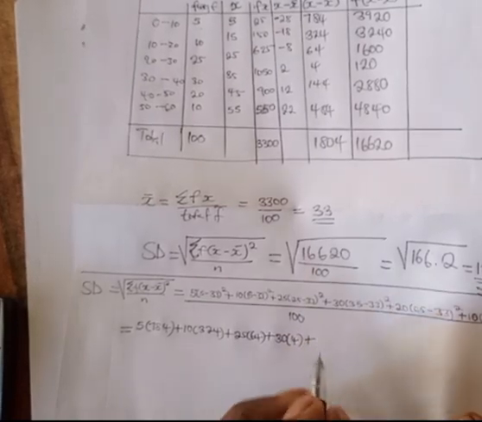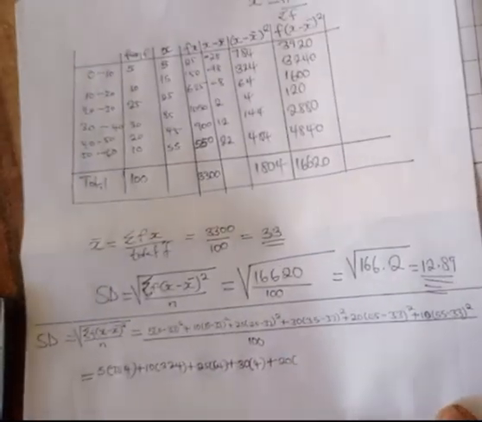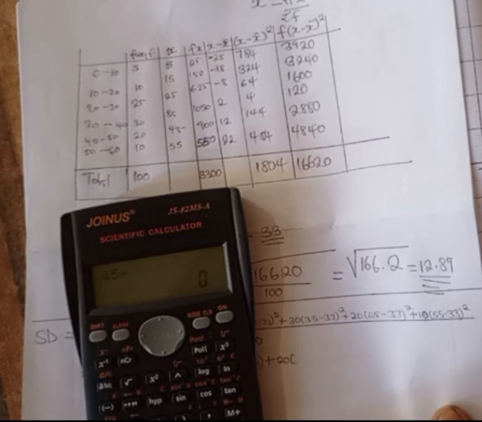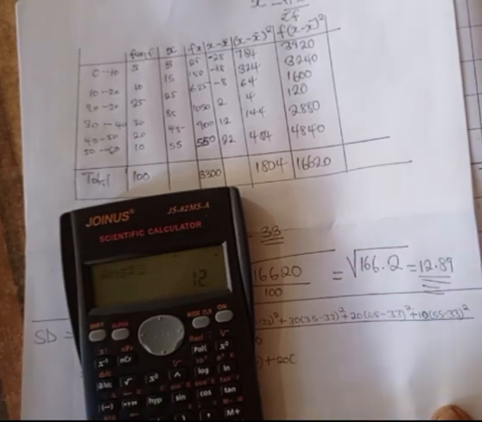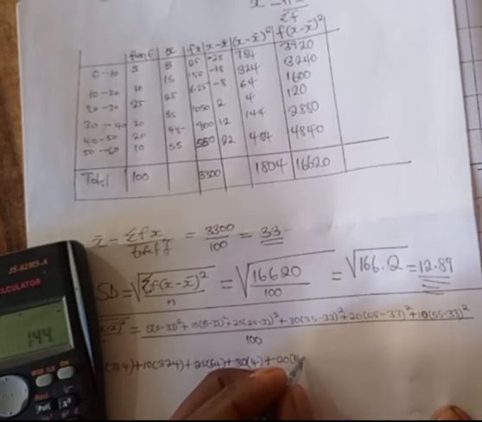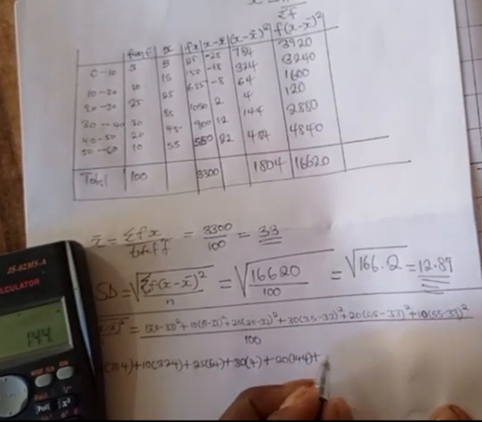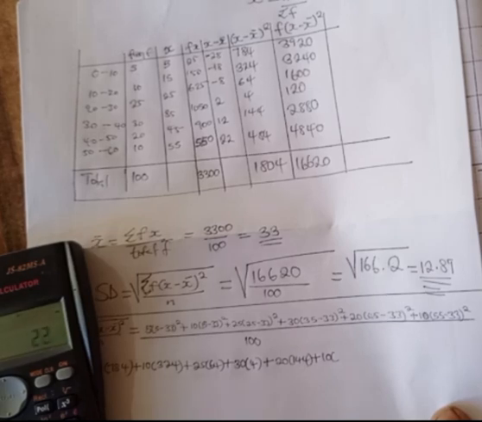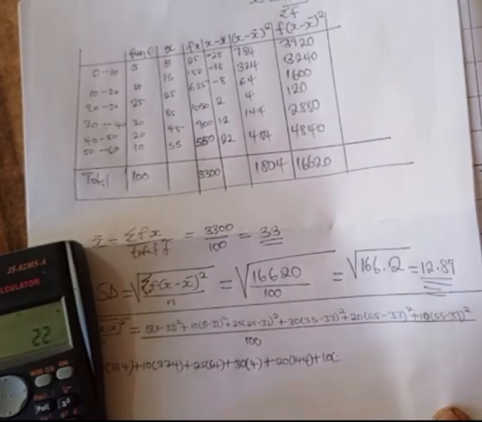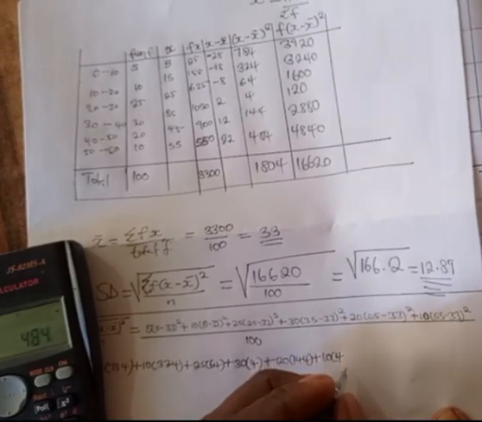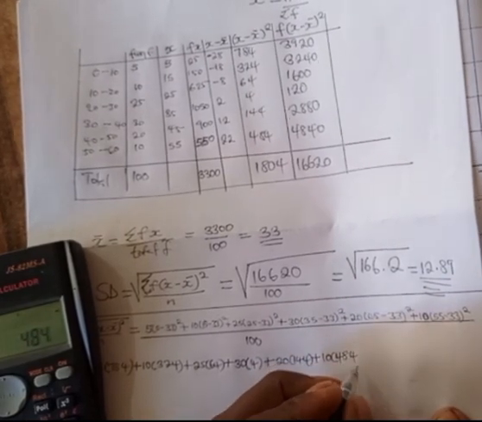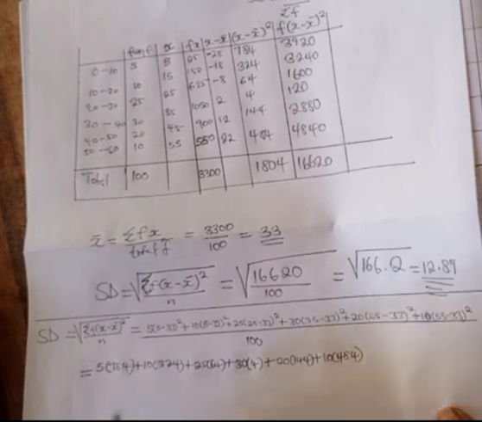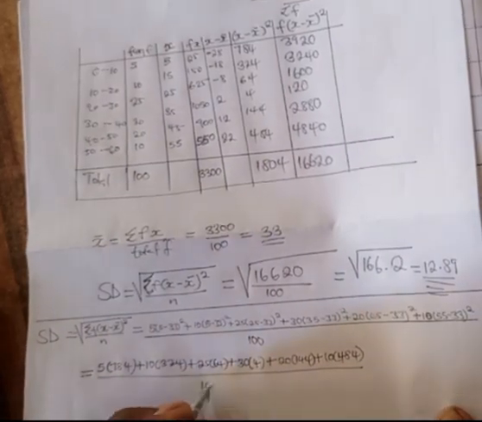Then we have plus 20, open bracket, we have 45, 45 minus 33. Whatever we get, we square. So we are going to have 144. Then we have plus 10, open bracket, 55 minus 33. We have 22, then 22 squared. The answer I get is 484. That is what we have. Then everything you say over 100.